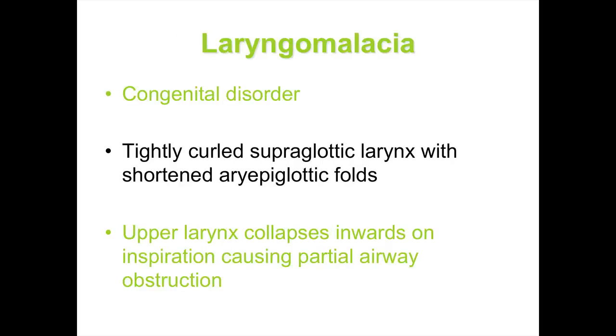Laryngomalacia is a congenital disorder associated with a tightly curled supraglottic larynx. The upper larynx collapses inwards on inspiration, causing partial airway obstruction. It's more common in Down syndrome, and there's a higher incidence of gastroesophageal reflux.